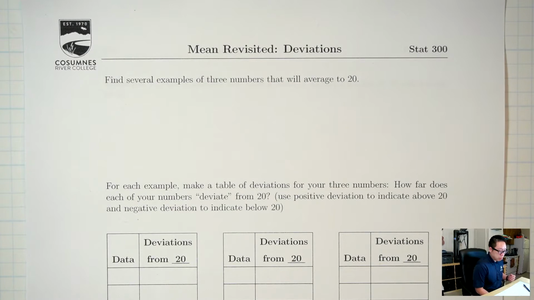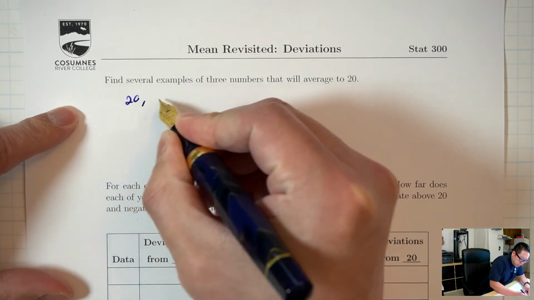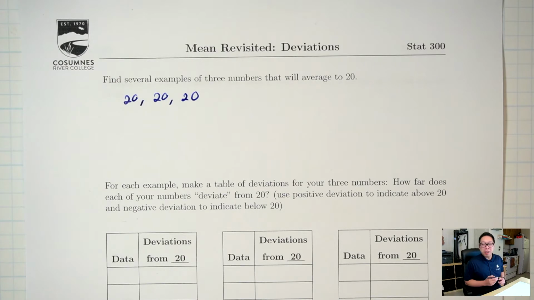So I'm going to start here by finding some examples of three numbers that will average to 20. So I'm looking for three numbers so that when I add them up and divide by 3, I get 20. So what are some examples of three numbers that have an average of 20? Well, of course, the easy one is going to be 20, 20, 20. Okay, so we got the easy one out of the way.